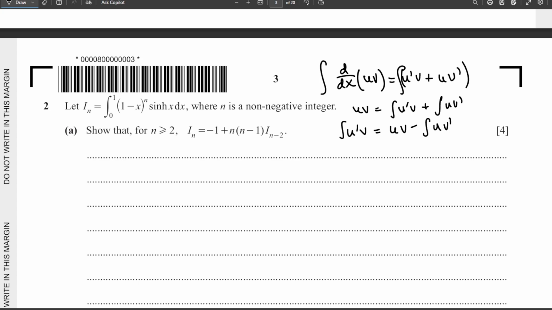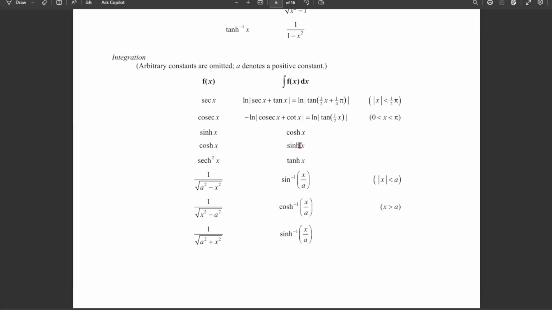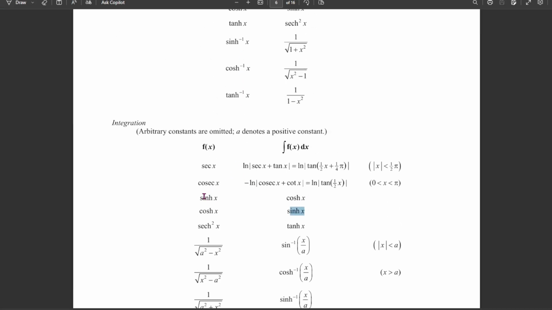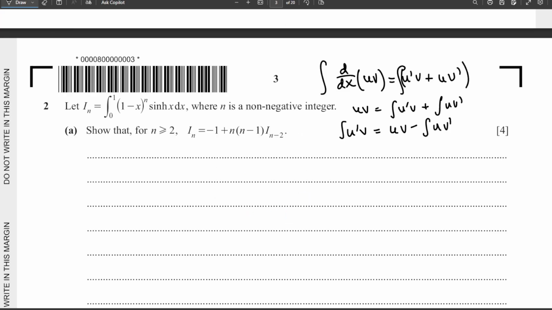Even if it's not given in the formula sheet, you should be able to derive this on the spot. So obviously we want to choose u prime as the one that's easier to integrate. In this case, it's easier to integrate the hyperbolic sine function because I think it's also given here. Yeah, the hyperbolic sine integrates to become hyperbolic cosine.